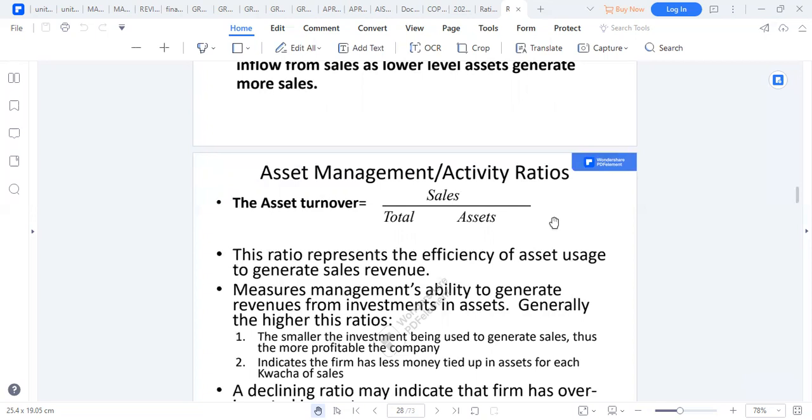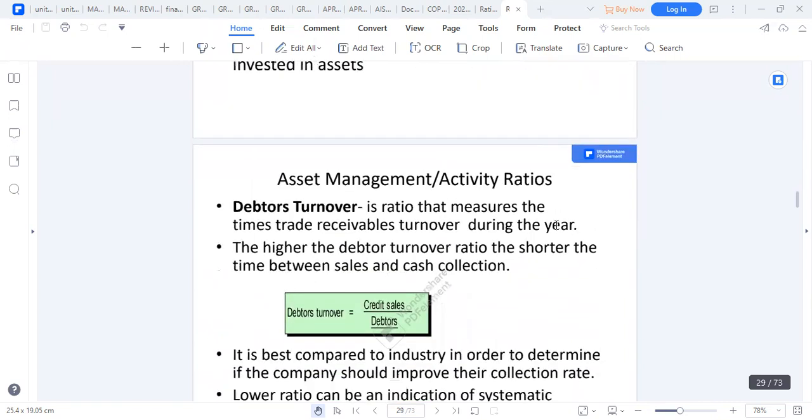So this ratio is as follows. If we have a smaller investment being used to generate sales, it means we are more profitable. But if we have huge sums of money that are tapped and yet we are receiving few quarters in terms of sales, then it means that our asset turnover is very low, it's declining.